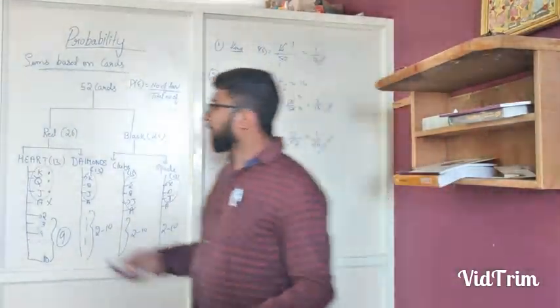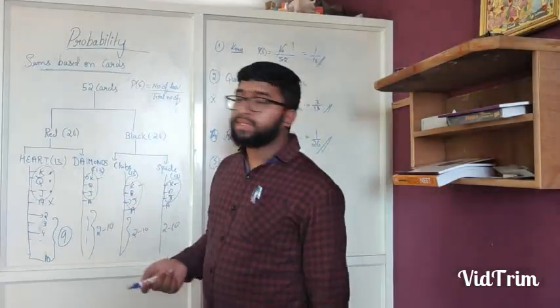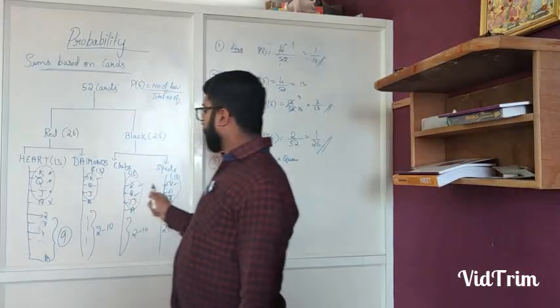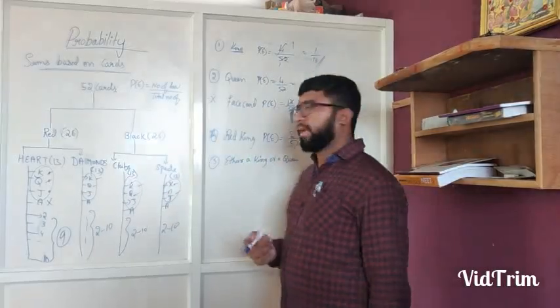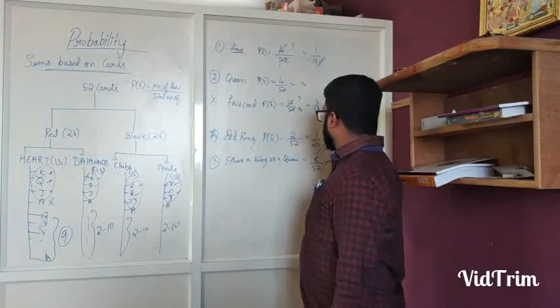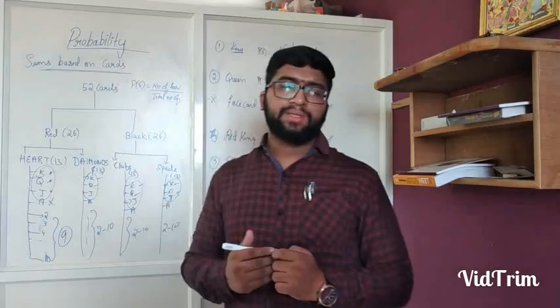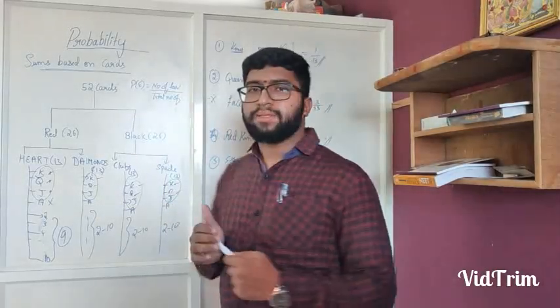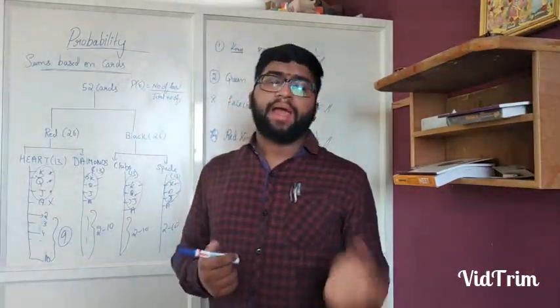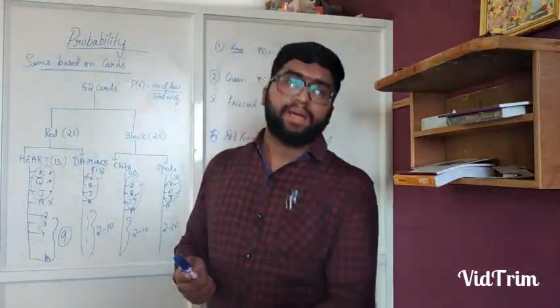Okay, so how many kings are there? 1, 2, 3, 4. How many queens are there? 1, 2, 3, 4. Consider both, totally 8. We'll get the answer as 8 by 52. That's all. Either a king or a queen means you should consider both the things. And remember, again, if they ask you the question like this, neither a king nor a queen.